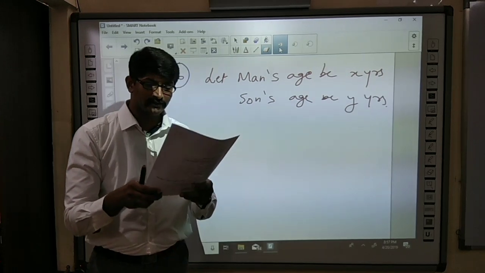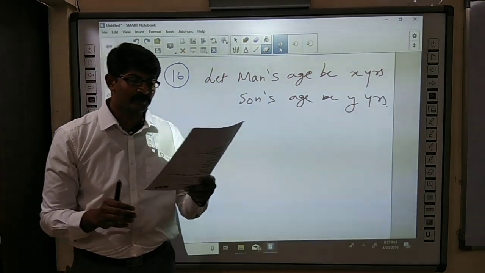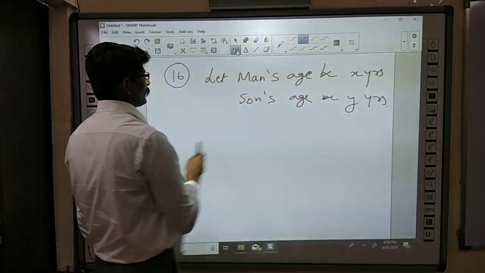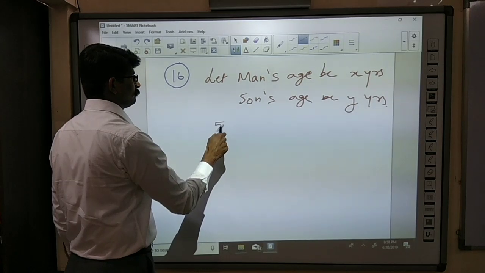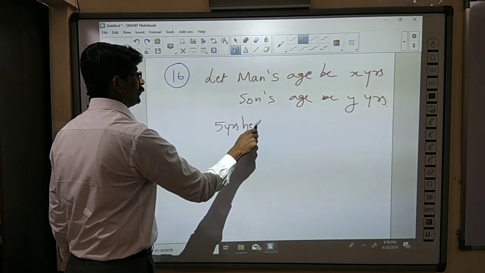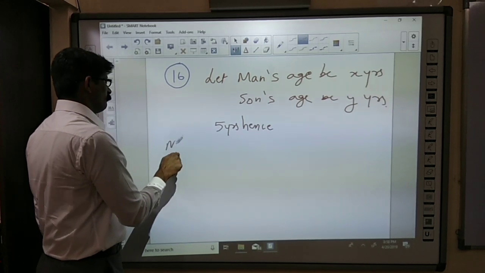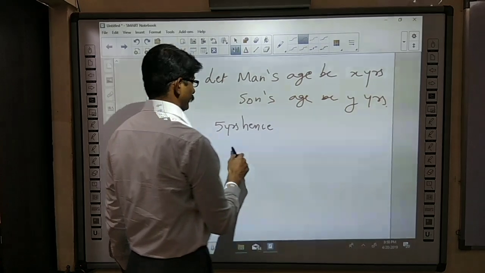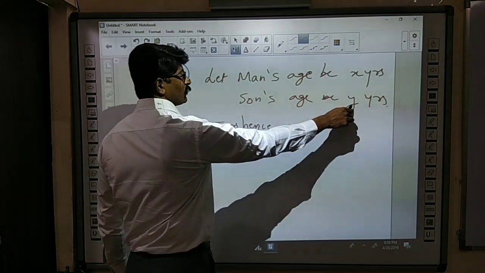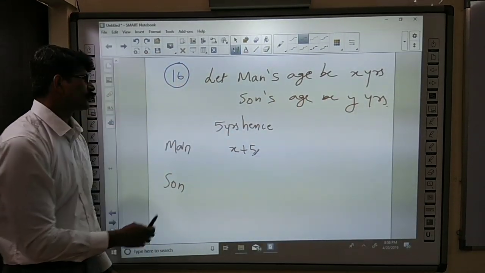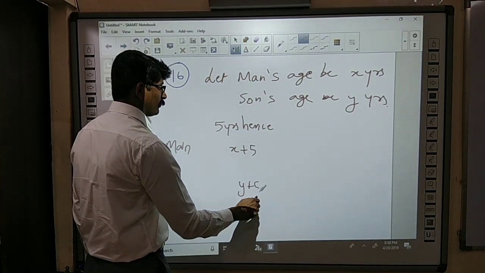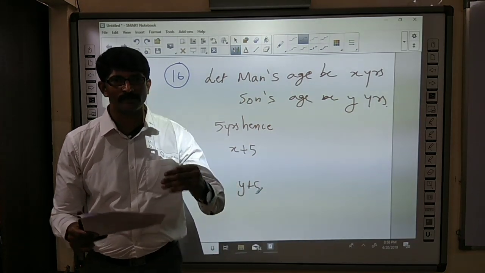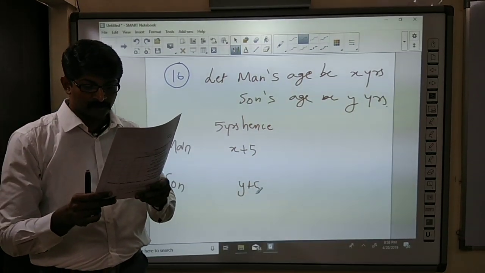And 5 years hence a man's age would be 3 times his son's age. So what are they saying? In 5 years time, man and son will both grow by 5 years, so the man will become x plus 5, and the son will become y plus 5. The conditions we will see a little later in case 1 and case 2.